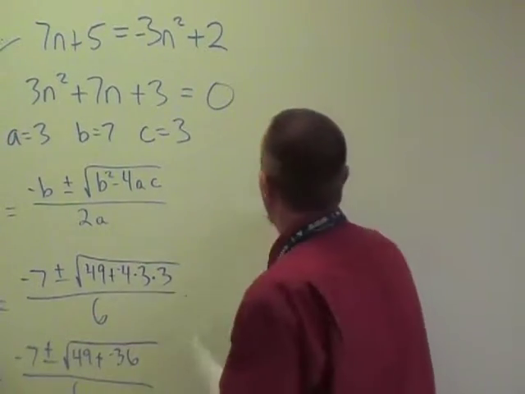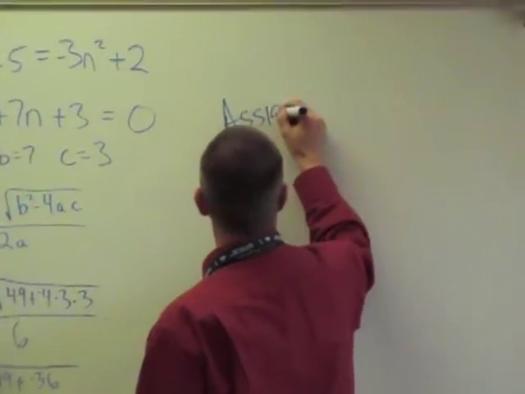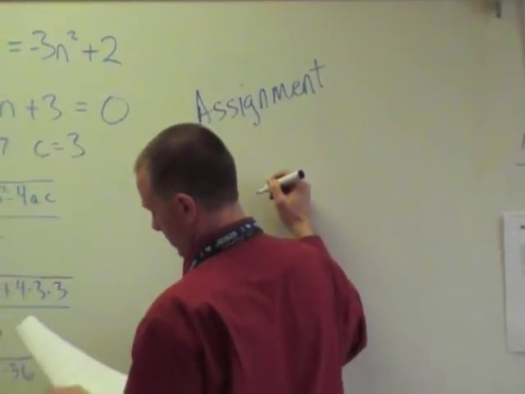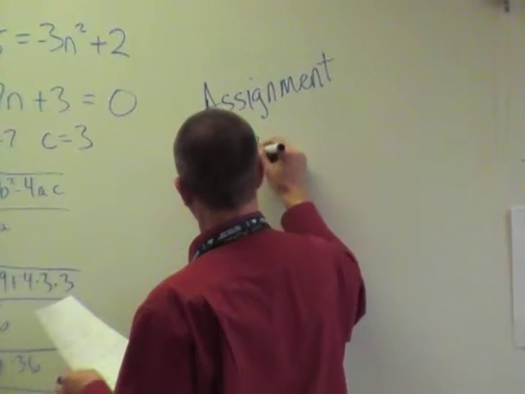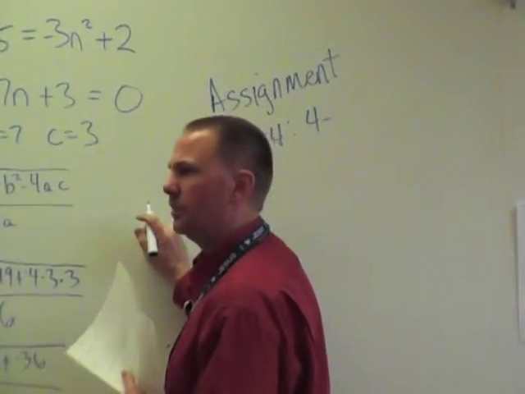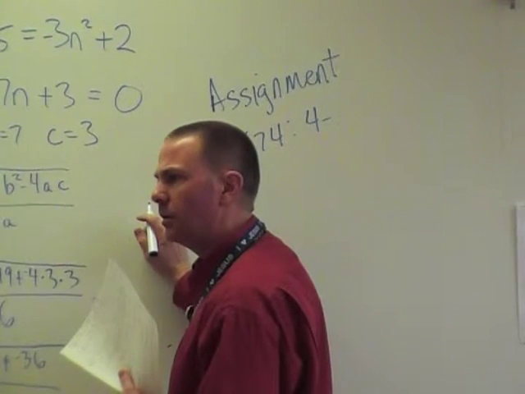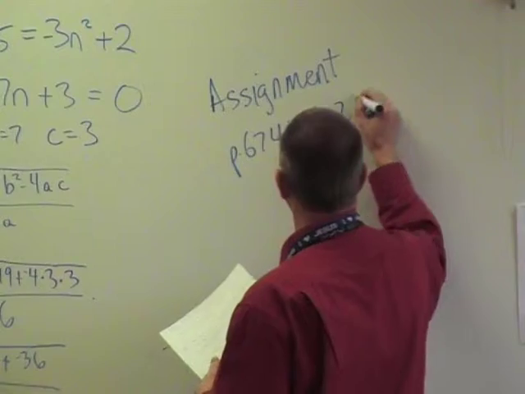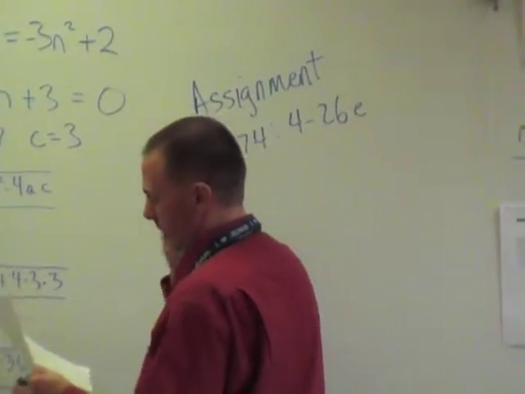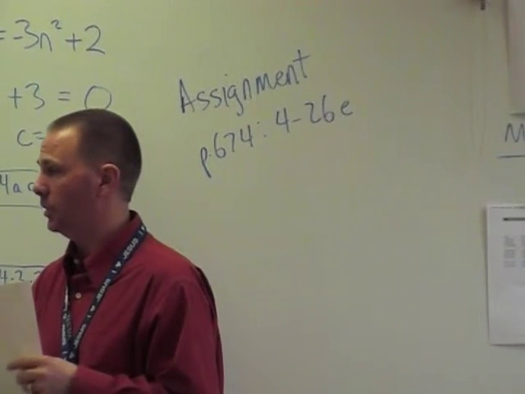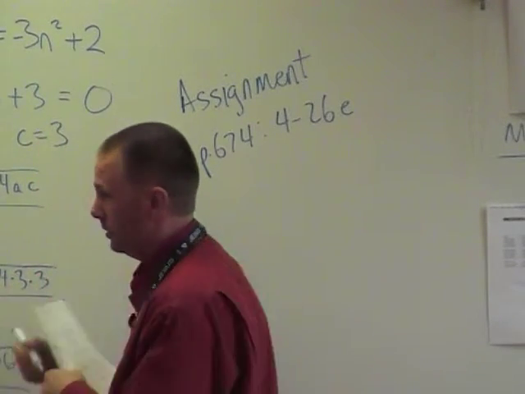Yes. All right, sir, so here's your assignment. Page 674, 4 to, see, I have 4 to 26 evens. What? It said 4 to 30. No, it doesn't. It says 4 to 26. And you didn't do the mixed review, did you? You did? I did. Me too.